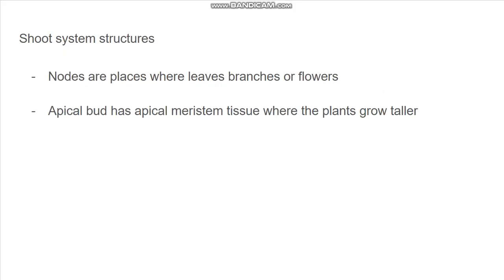And then its structures are nodes. That is what's on the plant, and that's where leaves, flowers, and branches grow out.